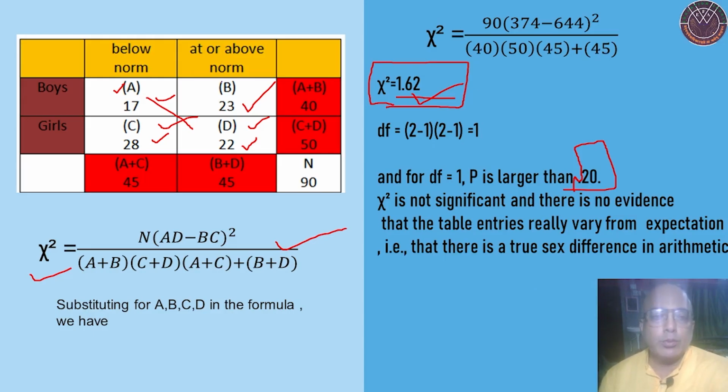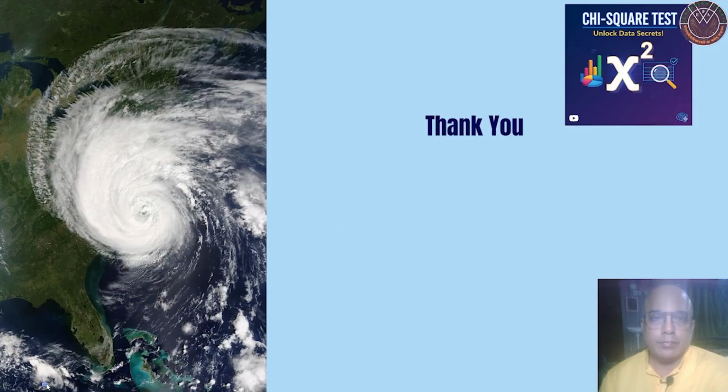So there are no sex related differences, and because the figures are not significant, you say that the performance of the genders is as per the expectation, and there is no such sex related difference. So this was about the chi-square test. The chi-square test is calculated using these formulas.